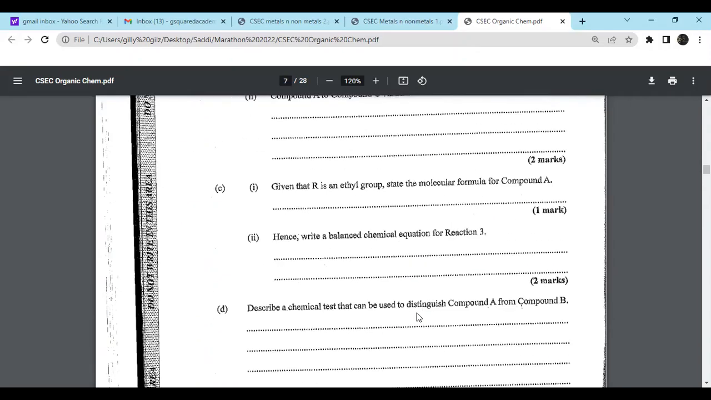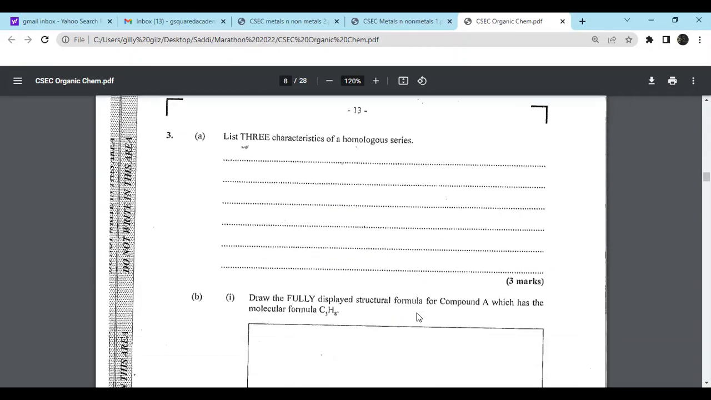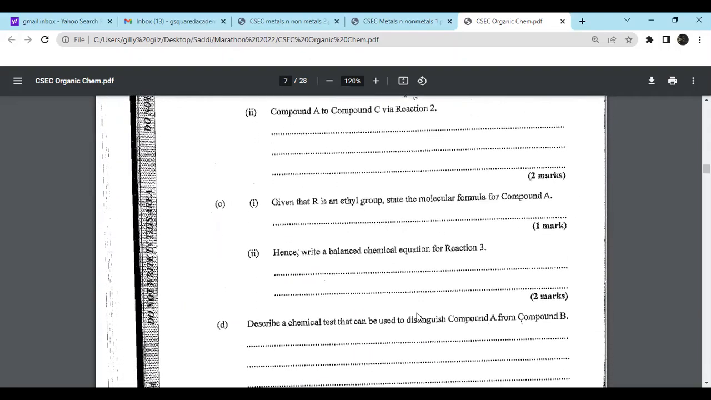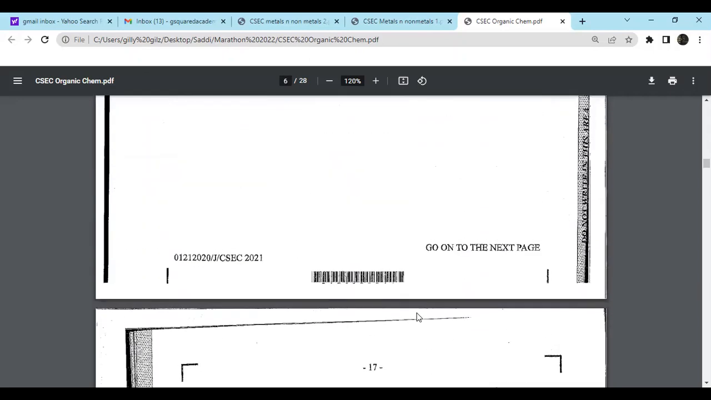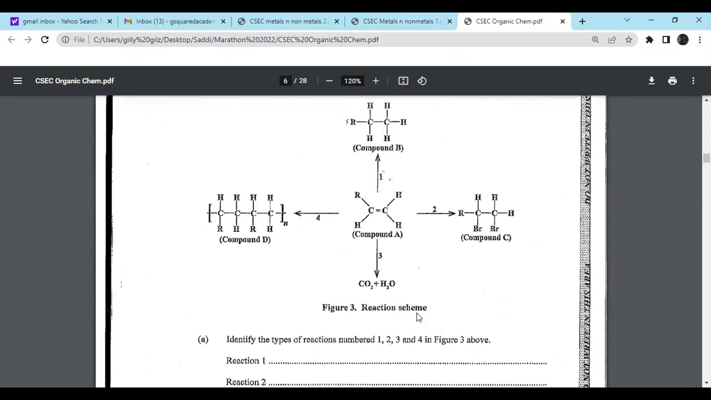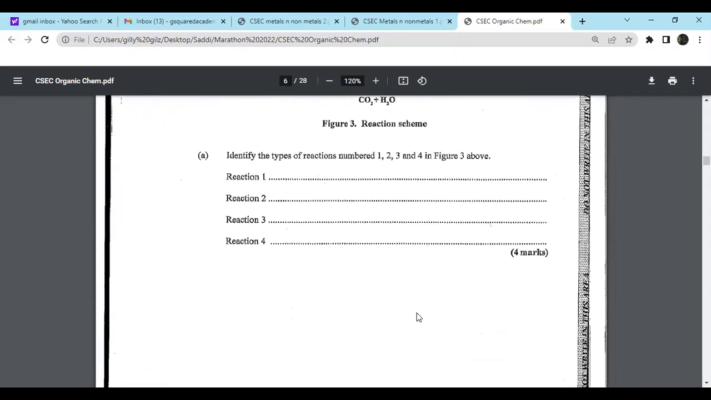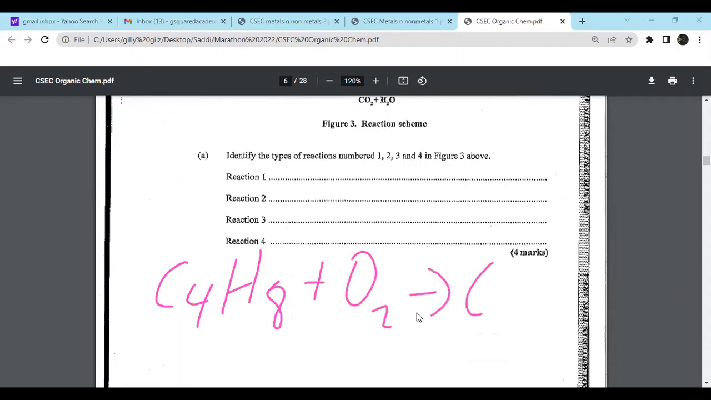Then now let's see what the next thing says down here. Write a balanced equation for reaction 3. Okay, so you need to write a balanced equation for reaction 3. So reaction 3 is combustion, and the formula of compound A is C4H8. Combustion means that it reacts with oxygen to give carbon dioxide and water.